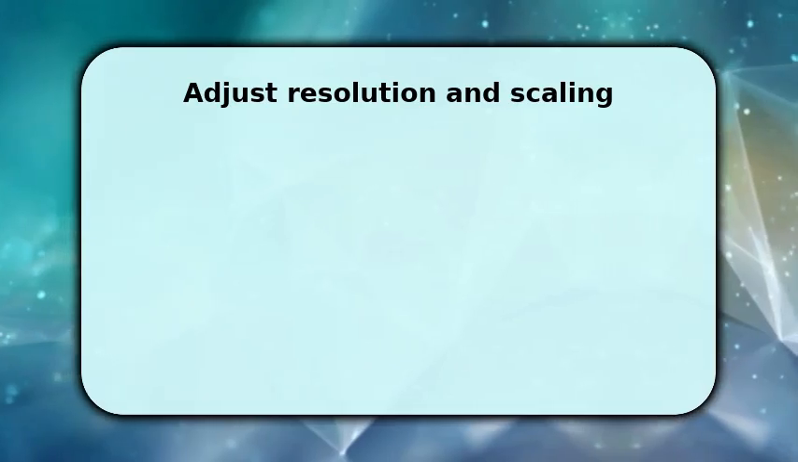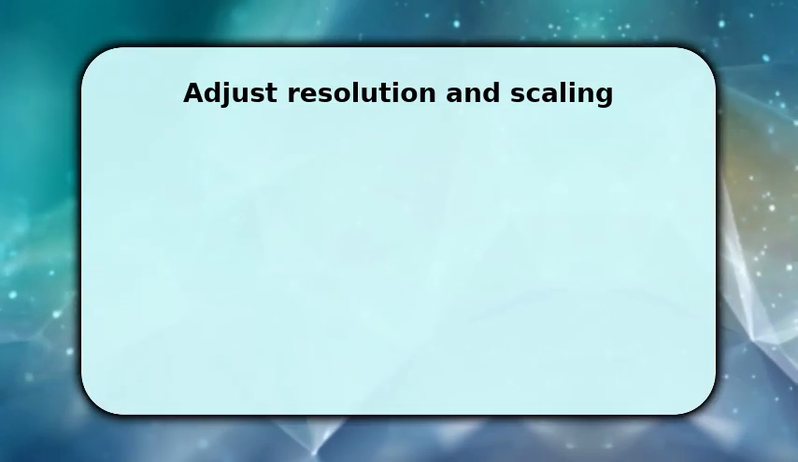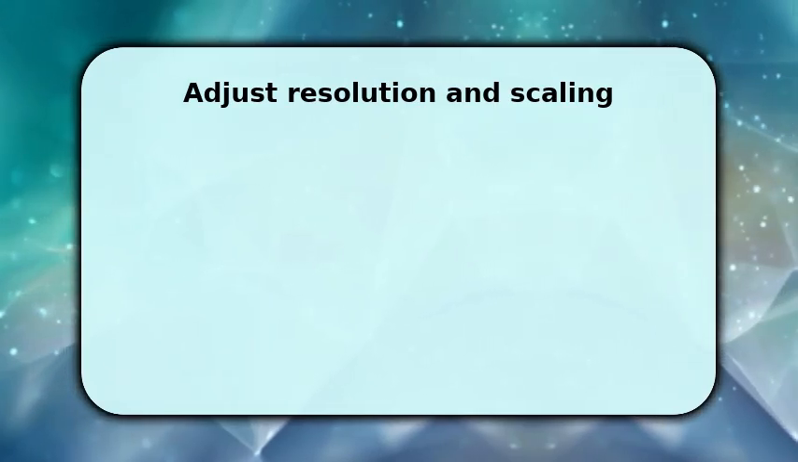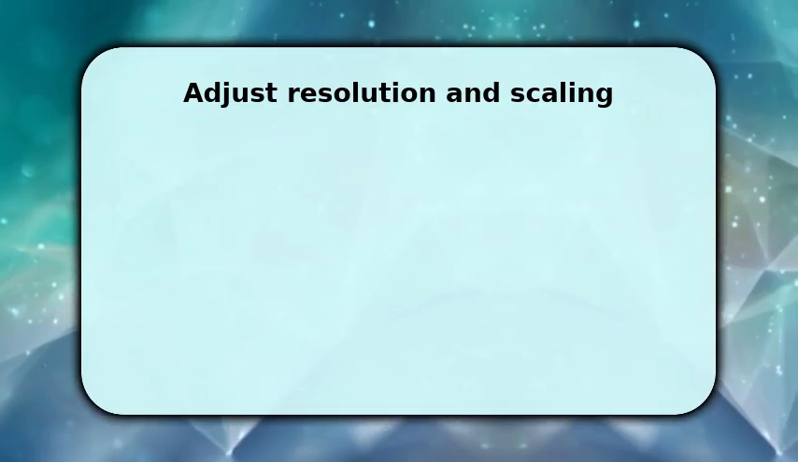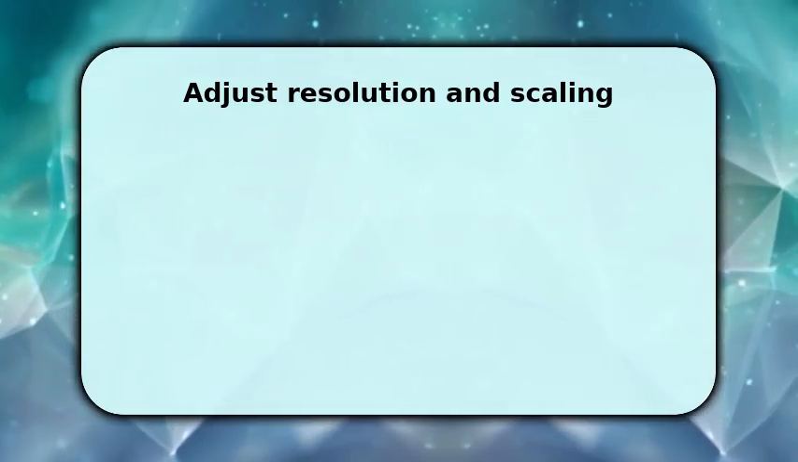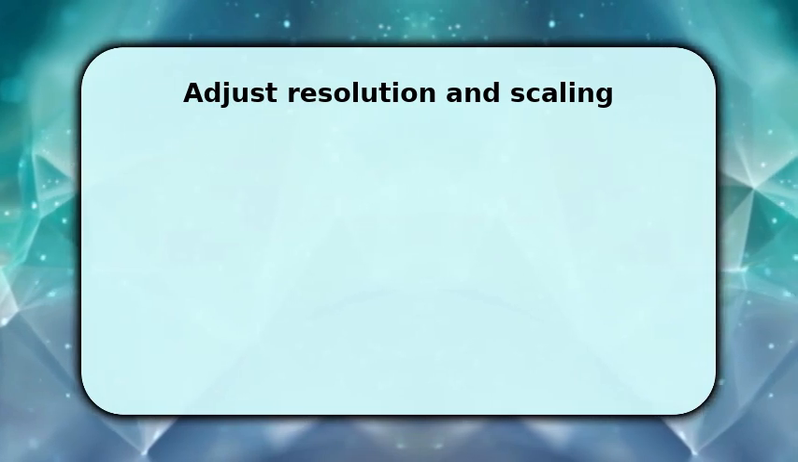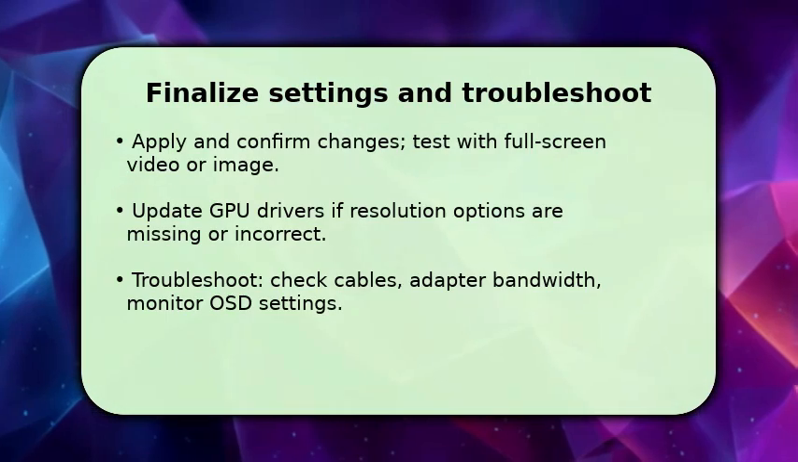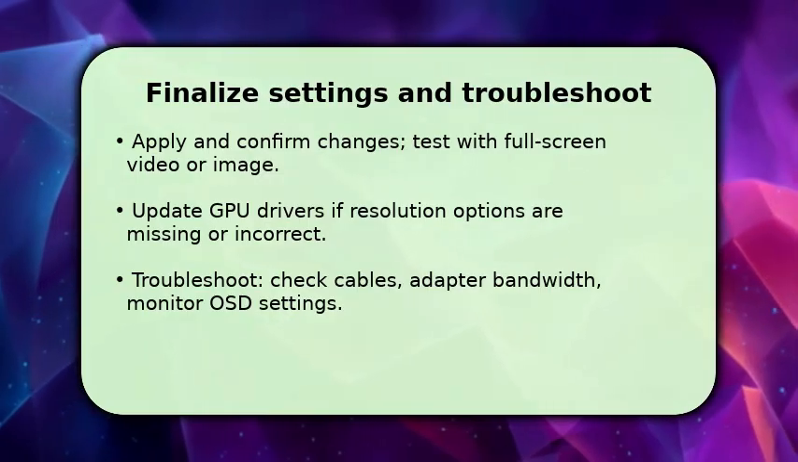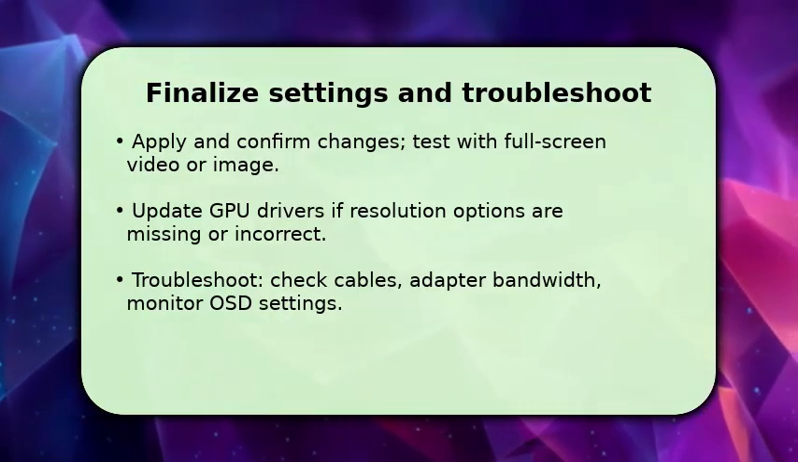For non-standard resolutions, open your Graphics Control Panel, NVIDIA Control Panel, AMD Radeon Settings, or Intel Graphics Command Center to create a custom resolution and refresh rate. Once applied, verify the image is sharp and apply the final settings and test by playing a full-screen video or comparing a high-resolution image to confirm clarity and scaling.